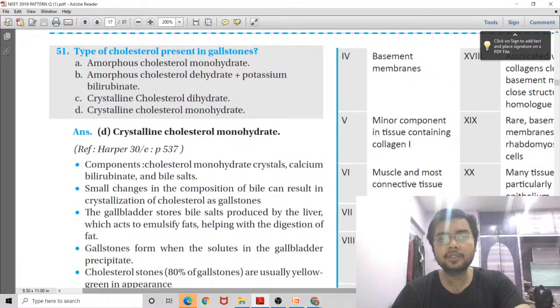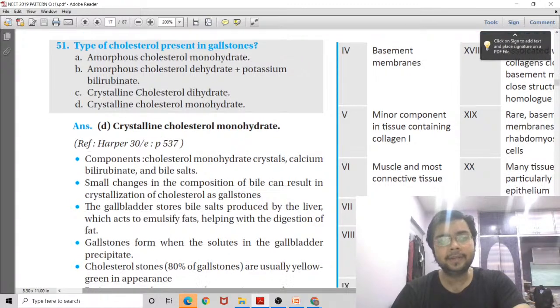Type of cholesterol present in a gallstone: it is crystalline cholesterol monohydrate.